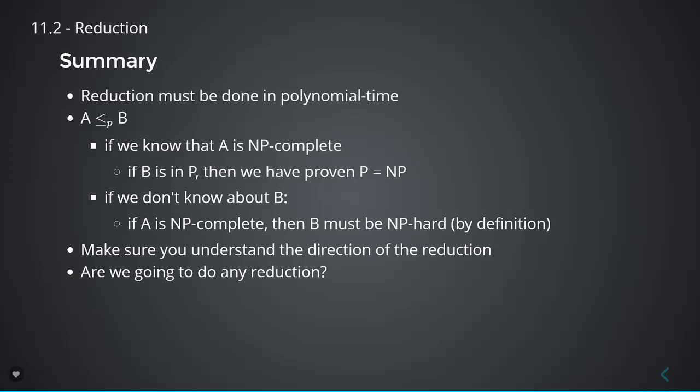But again, this is not what we're doing. This is not what we care about. What we care about is the second point here. We have a problem B and you don't know anything about B. You have another problem A that is NP-complete, and you can reduce A to B, then B must be NP-hard. Or if B is also in NP, then B is NP-complete. So make sure you understand the direction of the reduction. Make sure you don't mess it up.